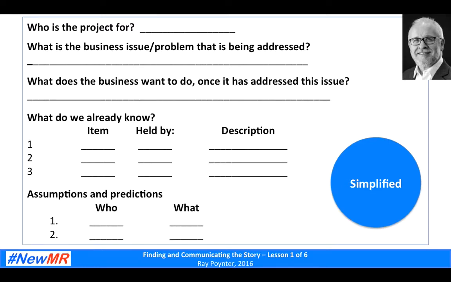What do we already know? Well, we've got this study here, we've got this report here, we've got these learnings here. They're held by different people. Maybe some of it is held by the marketing team. Maybe some of it's held by the digital team. A little bit of description about the key factors. And then we write down these assumptions and predictions about what is going to happen. And we're going to revisit them when we get to the analysis and the storytelling.